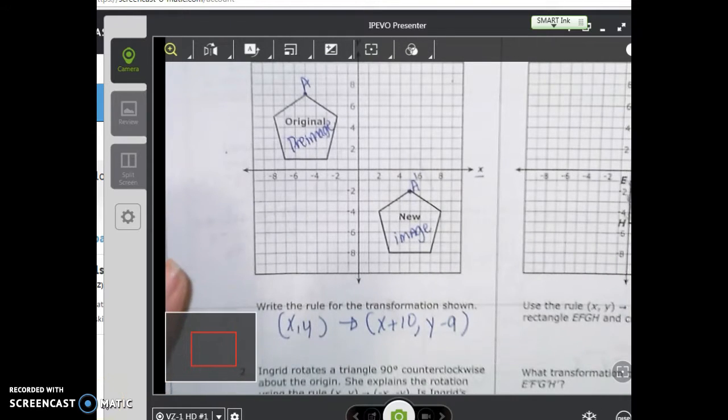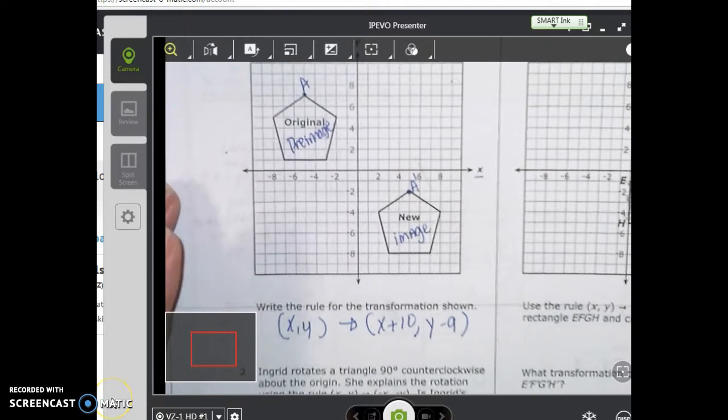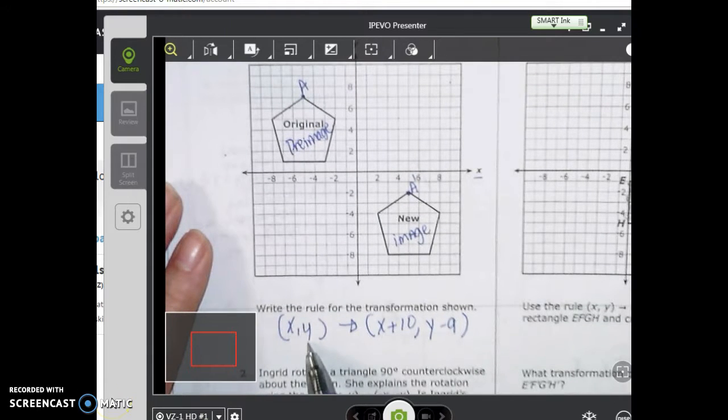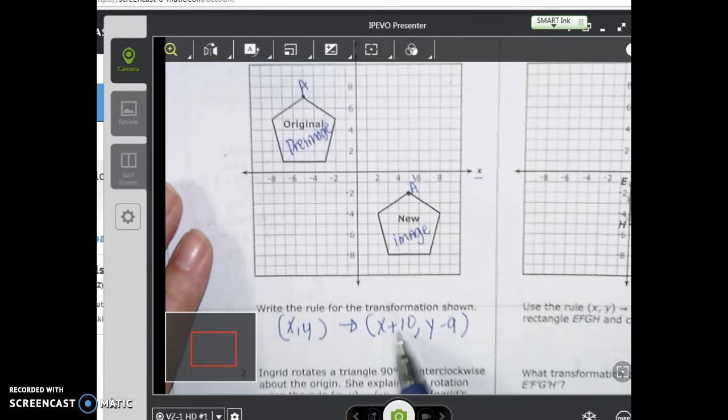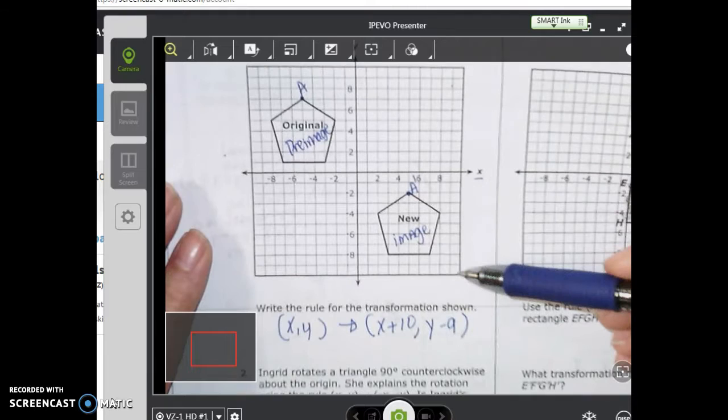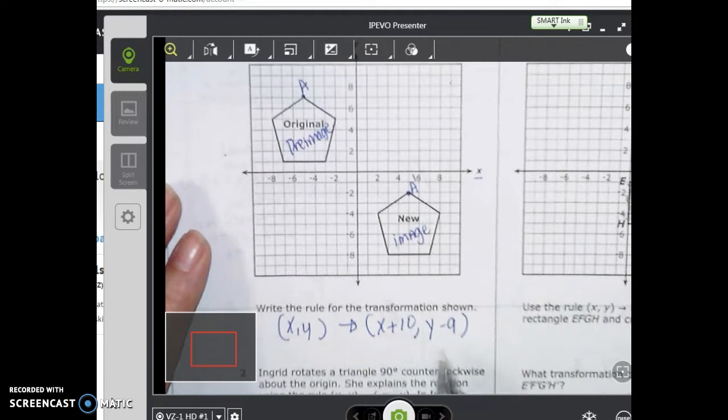Now if I'm going to write that expression, I'm going to start with x comma y yields. Now I went 10 to the right, so that explains why I added 10 to the x-axis. And I dropped 9 down, and that is my y-axis because y goes up and down. So there is my rule for my transformation.